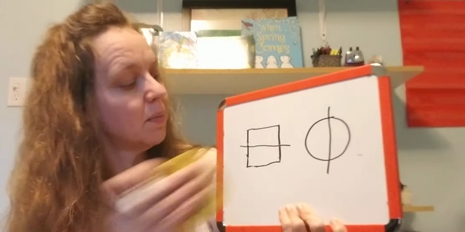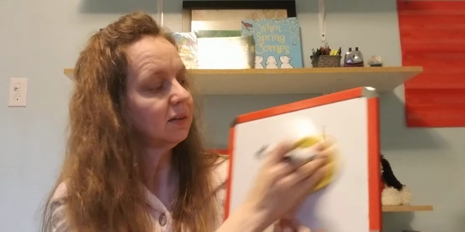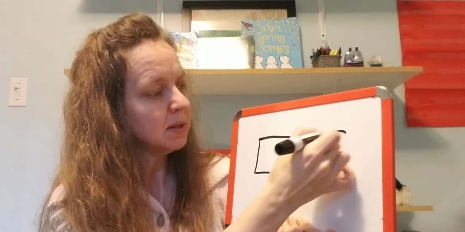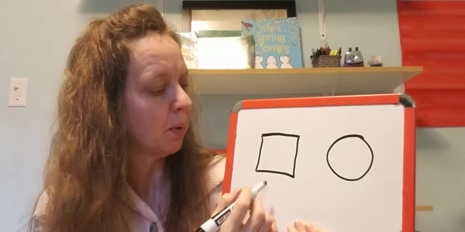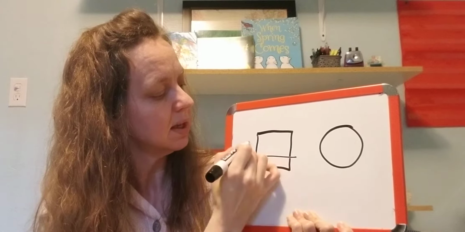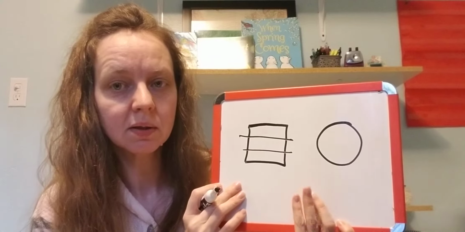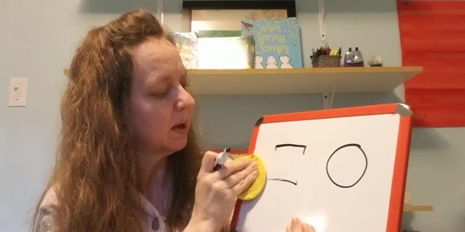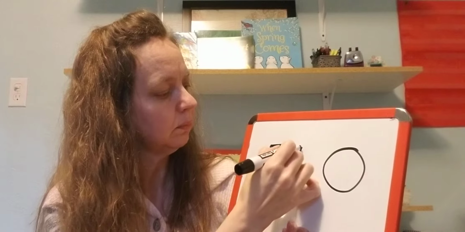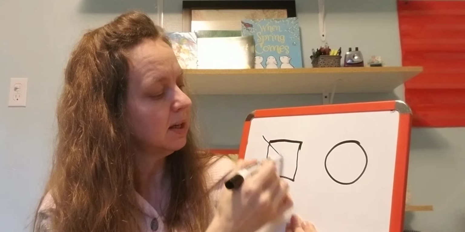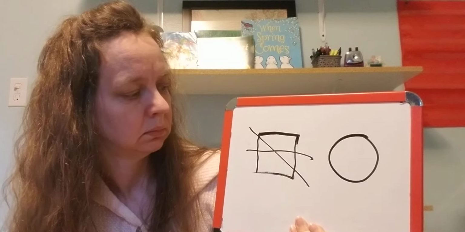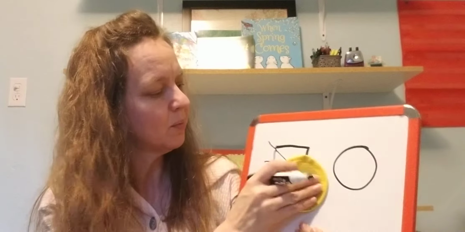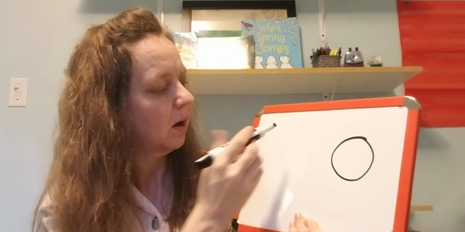Now, when it asks you to make 4 equal parts, let me redraw my shapes. I've got my square and my circle, and I need to make 4 equal parts. So should I go like this? Will that make 4 parts? 1, 2, 3. No, that won't make 4 parts. Should I go like this? 1, 2, 3, 4 parts, but are they the same? No, we don't want to do that. All right, let's try this.